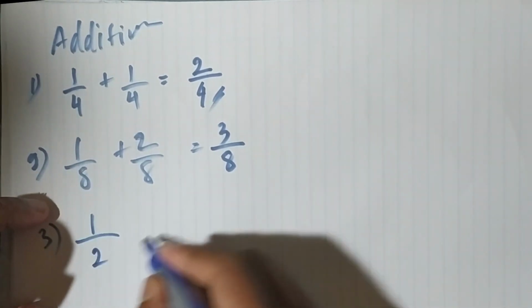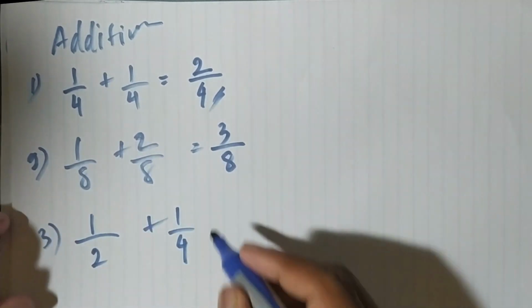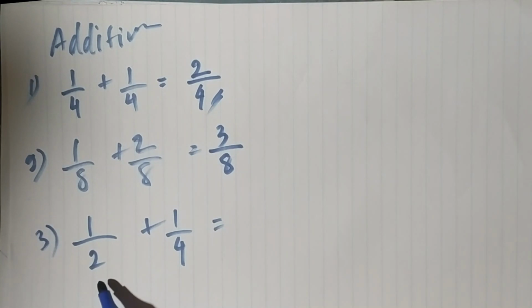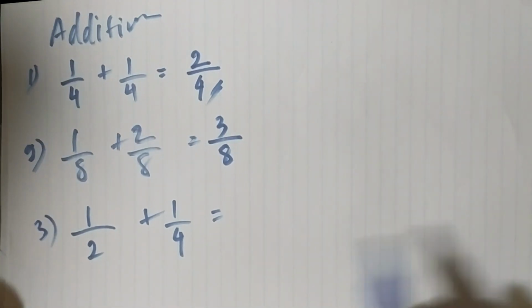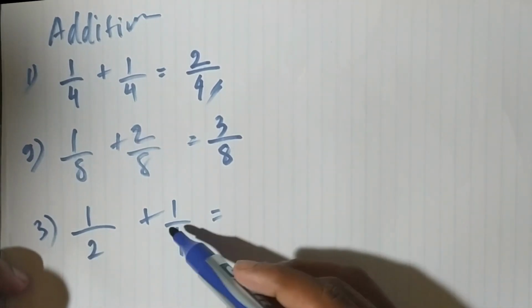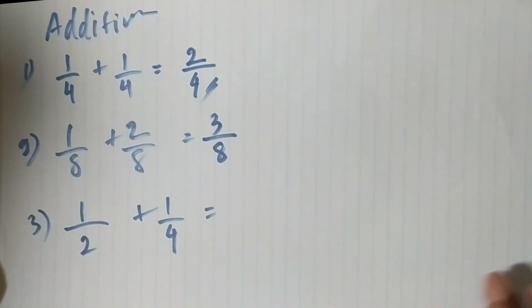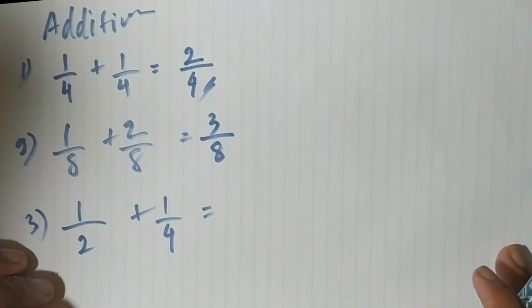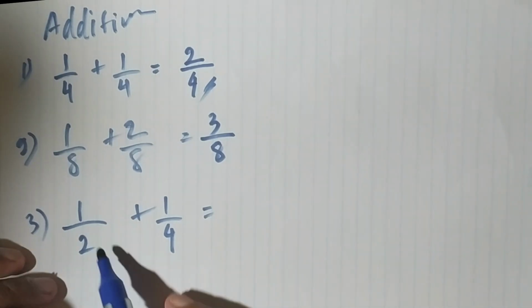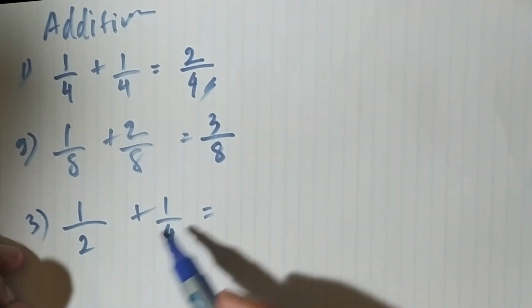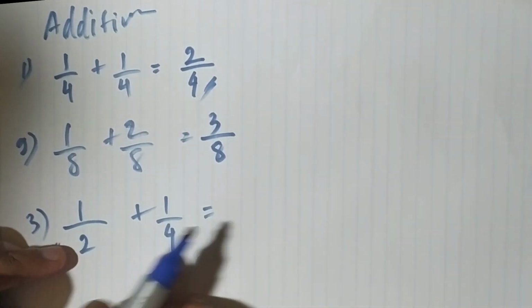I'll take like this, 1 over 2 plus 1 over 4. Okay, now see this. In this the denominator is 2, and here the denominator is 4, so not equal. So what should I do? I should equalize those two. So just tell me, converting 2 to 4 is easy, or 4 to 2, which one is easy? Converting 2 to 4 is easy.